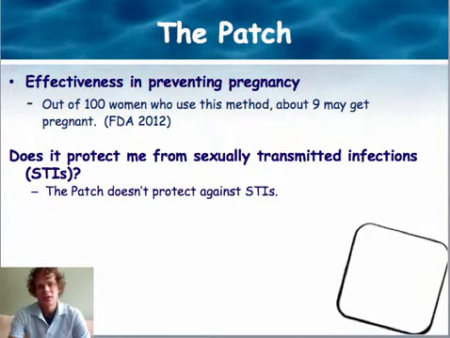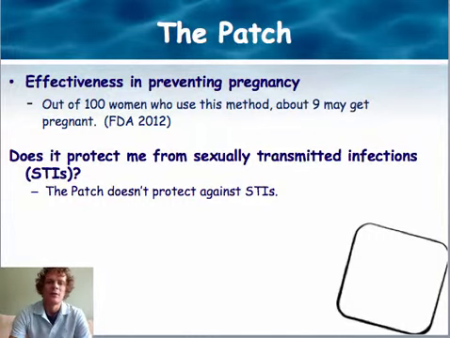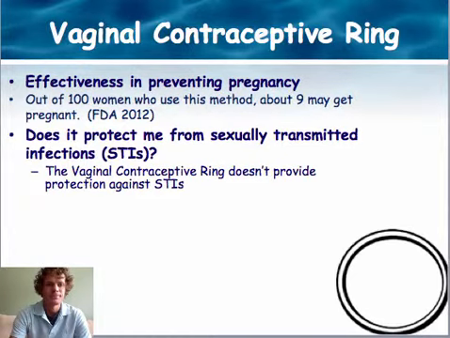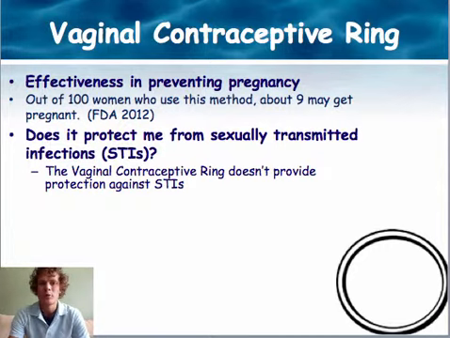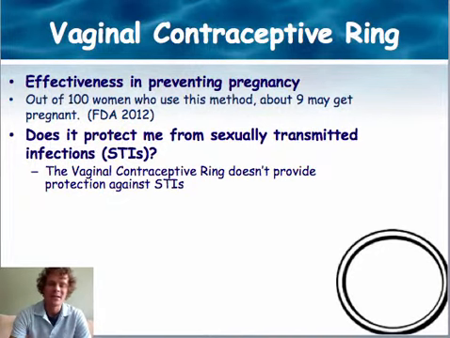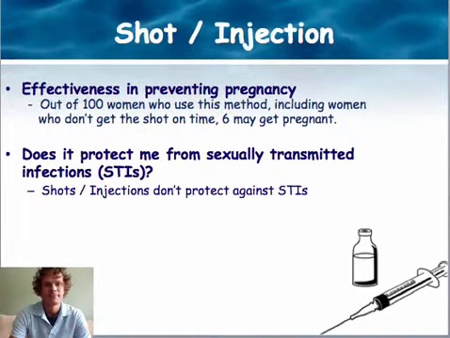The patch. Out of every 100 women, about 9 may get pregnant, and the patch, just like oral contraceptives, does not provide any protection against STDs. Vaginal contraceptive ring. Out of every 100 women who use this method, about 9 may get pregnant. The vaginal ring does not protect against STDs.